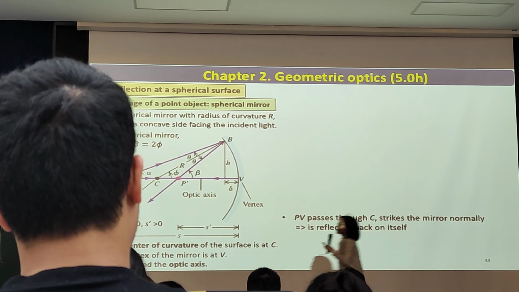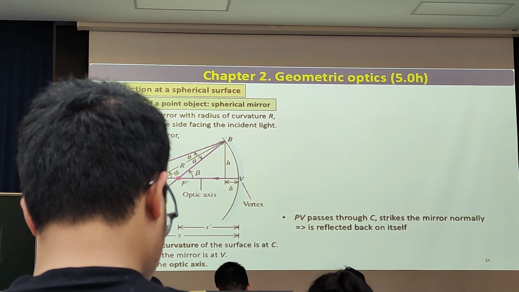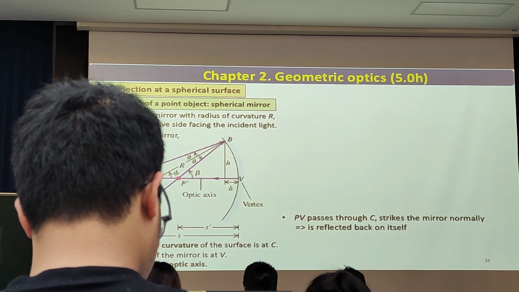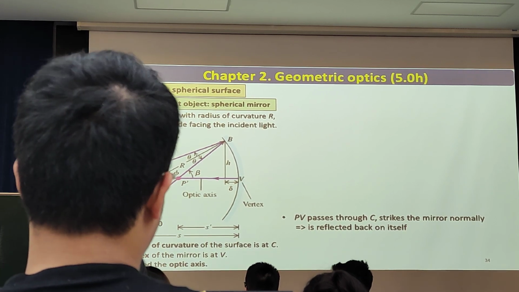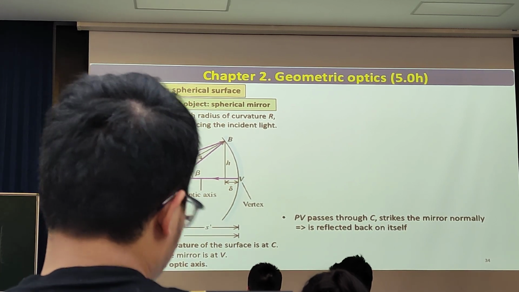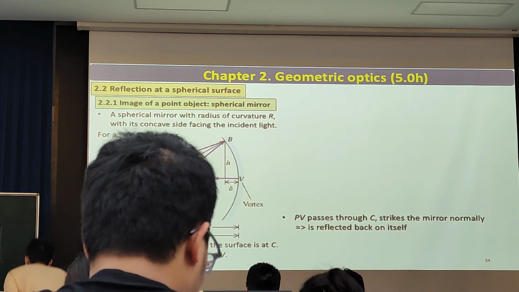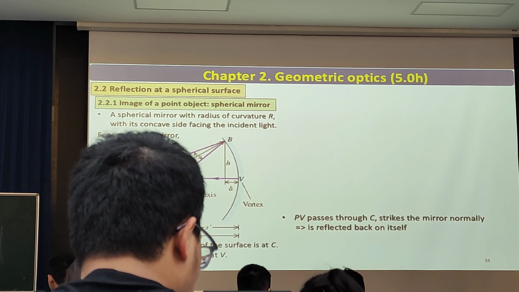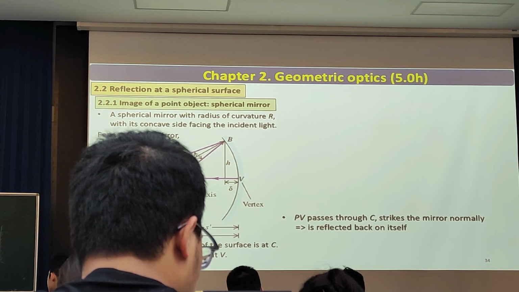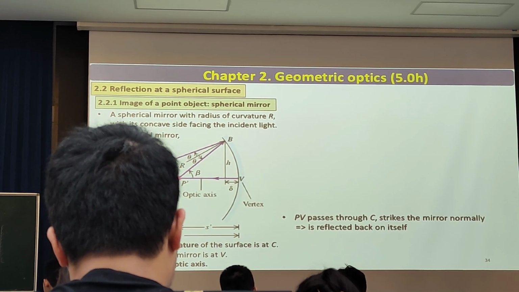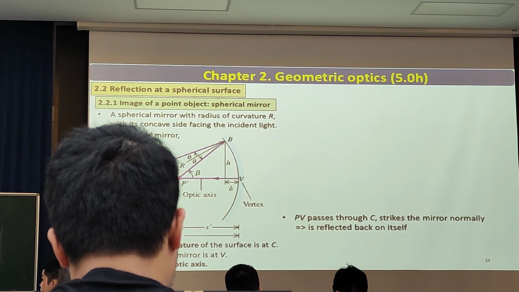So I can also draw on this blackboard. P coming to V. You see, VC is also the normal. So here is the normal. It is the normal of this PV ray. So it will reflect back the same.